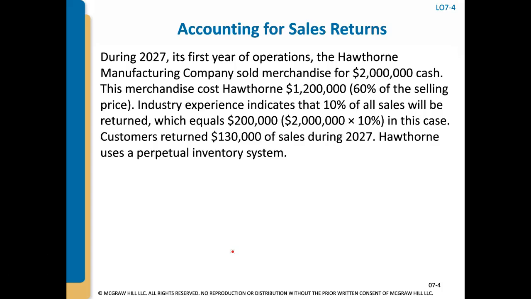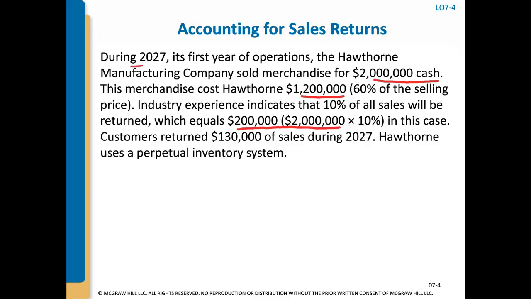We have to estimate how much of our merchandise that we sold will be returned so that our financials are properly reflected. Let's go through this example. During 2027, its first year of operations, the Hawthorne Manufacturing Company sold merchandise for $2 million cash. This merchandise cost Hawthorne $1.2 million, or 60% of the selling price. The industry experience indicates that 10% of all sales will be returned, which equals $200,000 in this case.